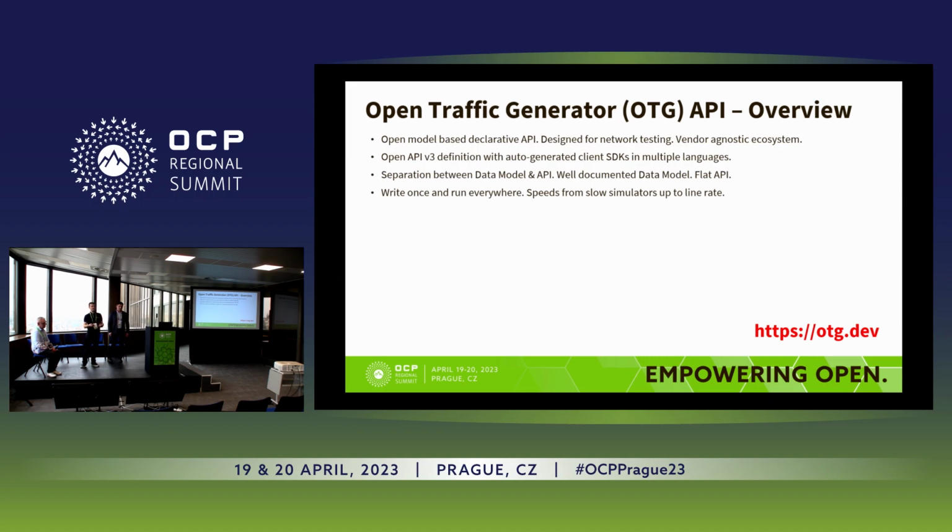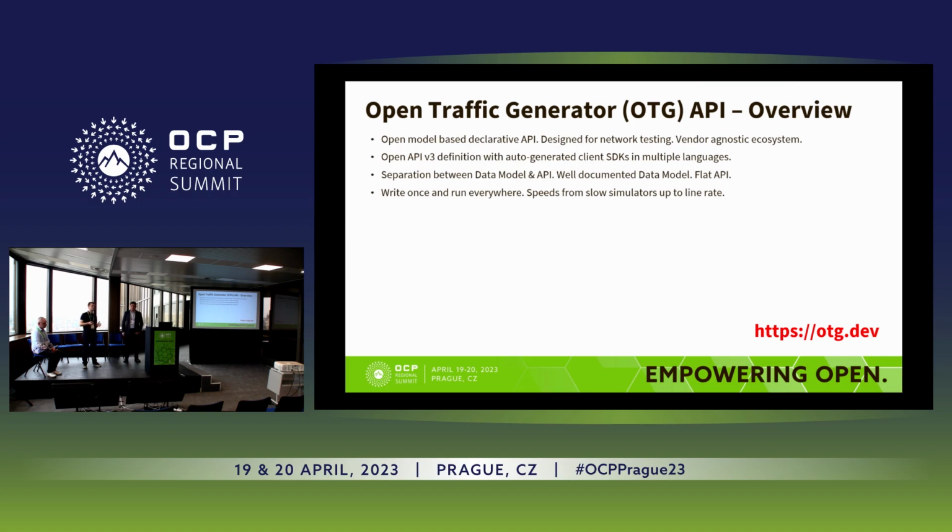And for that, we have created a new traffic generator API model. It's called OTG API, Open Traffic Generator. And this is the model, it's open source. The model describes how a traffic generator, how a network tester should behave. And this is based on OpenAPI v3. It's a model that anybody can contribute to, and there are SDKs available in multiple languages. So you can write your network test scripts in Python, in Go, or different languages.